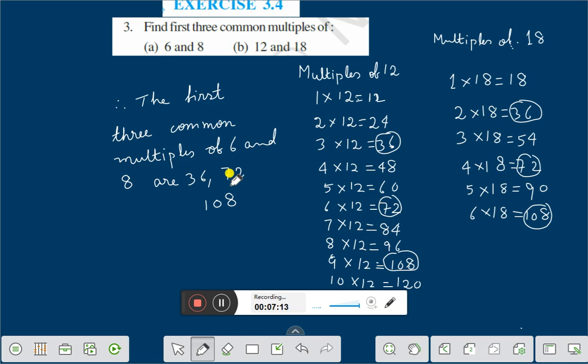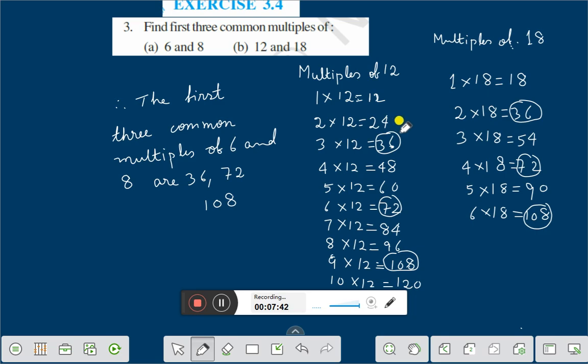Again we are repeating, that is we have to find first the multiples of 12: 12 1 is 12, 12 2 is 24, 12 3 is 36, 12 4 is 48, 5 12 is 60, 6 12 is 72, 7 12 is 84, 8 12 is 96, 9 12 is 108 and 10 12 is 120. We have to find the multiples of 18 also. 18 1 is 18, 18 2 is 36, 18 3 is 54, 18 4 is 72, 18 5 is 90, 18 6 is 108.